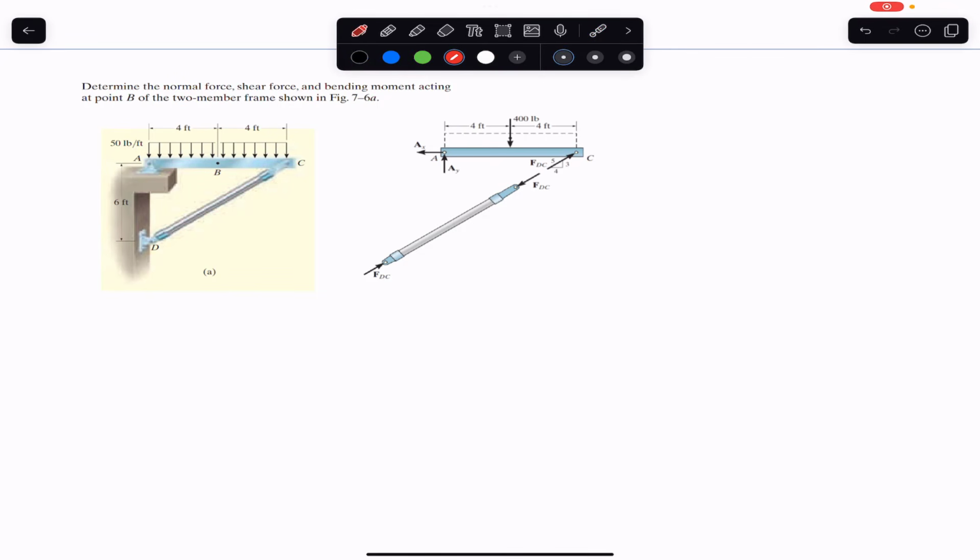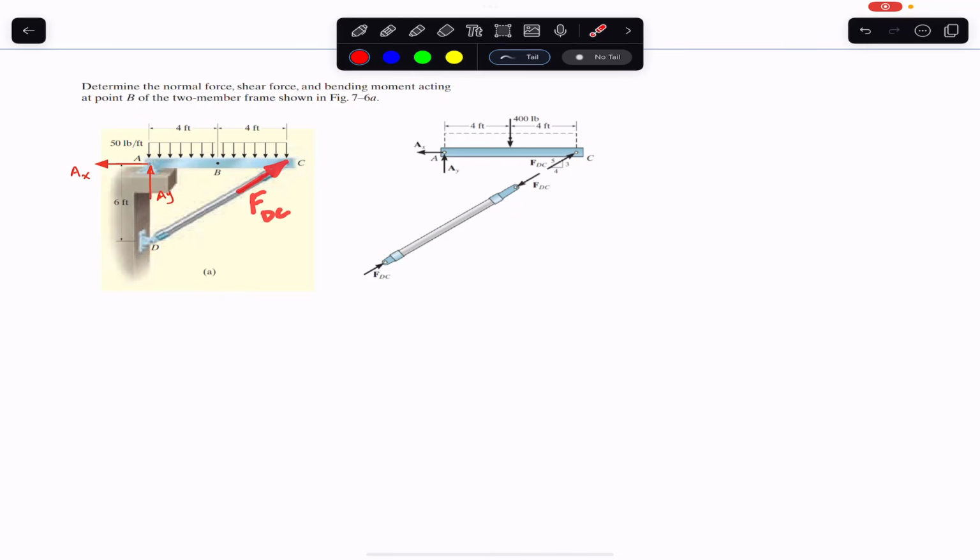At pin support we will have two reactions. Let's say at A we have AX reaction and we have AY reaction. So we need to find this AX and AY, and this DC member of the frame is going to apply the force on this BC member in the upward direction like this. So this will be the force applied by DC member.